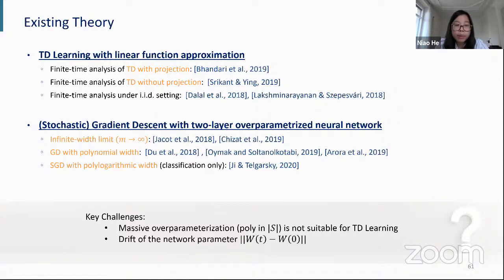And if your overparameterization is larger than the state space, then this is no better than just applying the tabular TD learning algorithm. There's no benefit of using function approximation. So the question we are interested in is: is this really necessary? Can we have modest overparameterization that is independent of the state space? And can we actually control the drift of these network parameters?